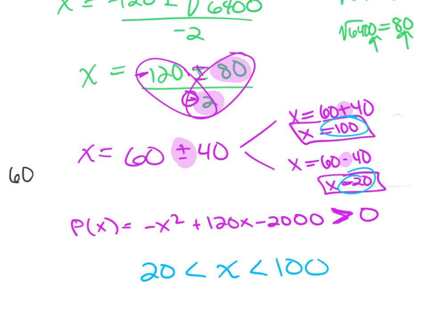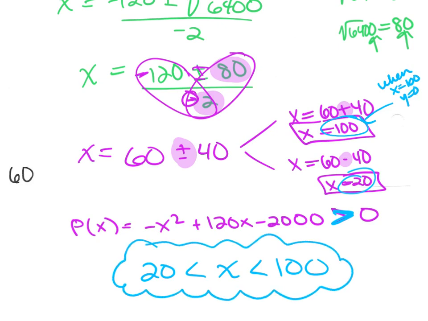Because if the number is 30, yeah, that's going to make a profit. If it's 100, no, I make no profit, because remember, we just solved for the roots. When x equals 100, y equals 0. There's no profit. So we need to be between 20 and 100. This is kind of a domain question, and I'll show you guys really quickly how to do this on the calculator if you choose to.